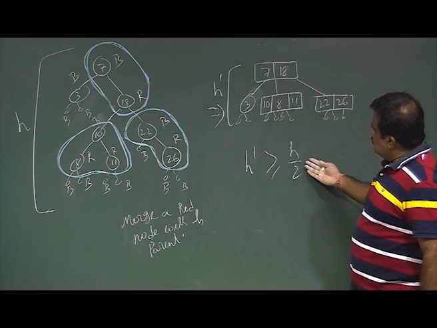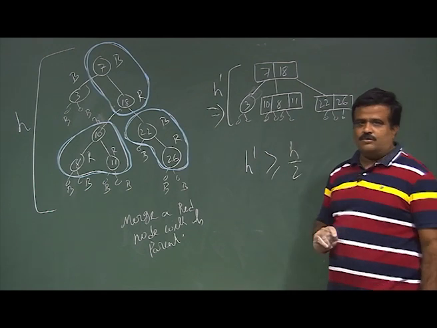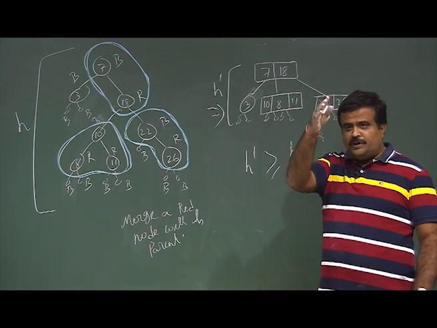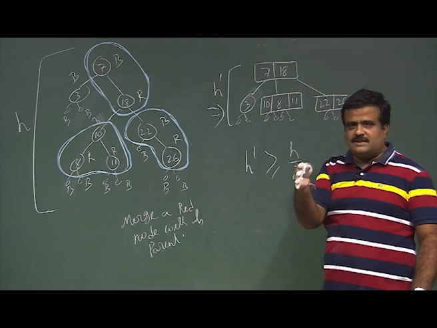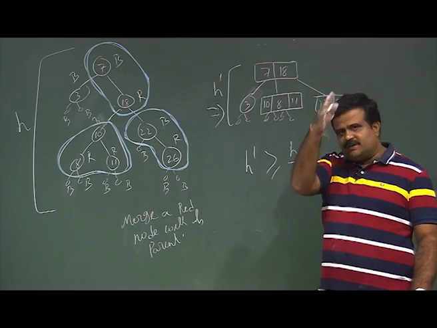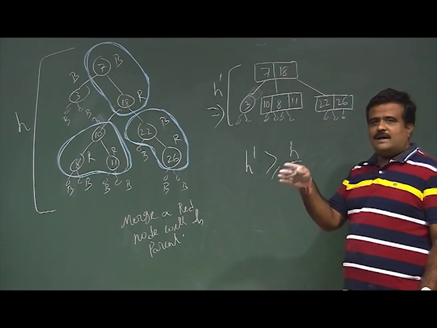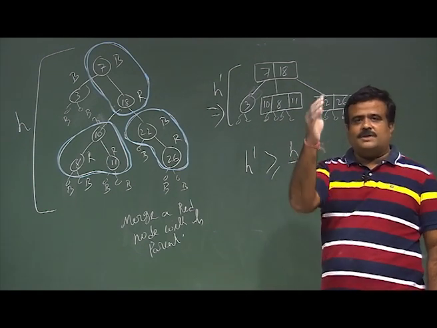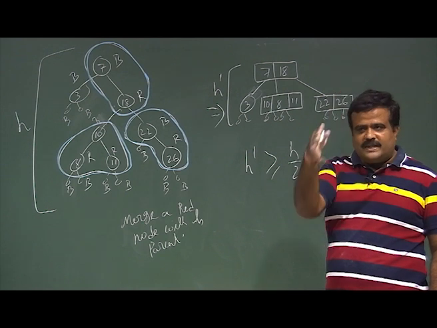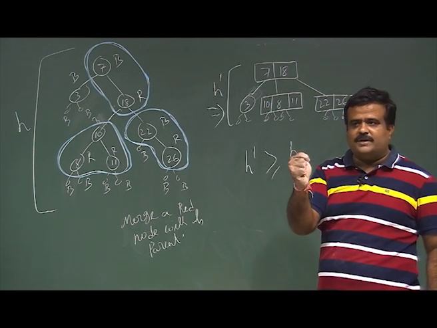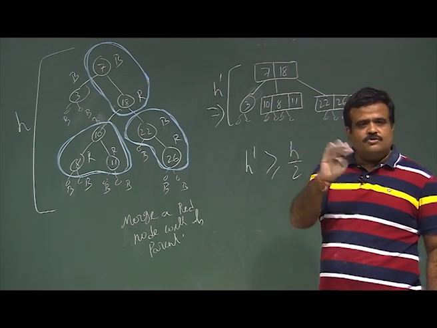Because we are merging the red node, if we consider a path which is giving us the height, when will it be equal? When it is merging with half. So when there are an equal number of red nodes and black nodes in that path, then it will be equal.